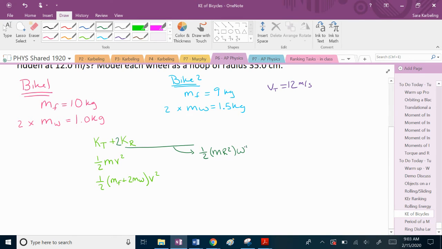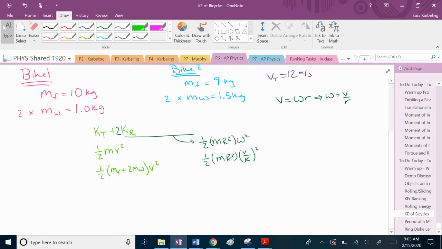And then we've got omega squared. It doesn't say anything about omega, but thankfully we remember that v is equal to omega R, so omega is equal to v over R. Instead of writing omega, I'm just going to write v over R. Life is a little bit easier. So it's 1/2 mr squared times (v over R) all squared, which means that this R squared and this R squared are going to go away.